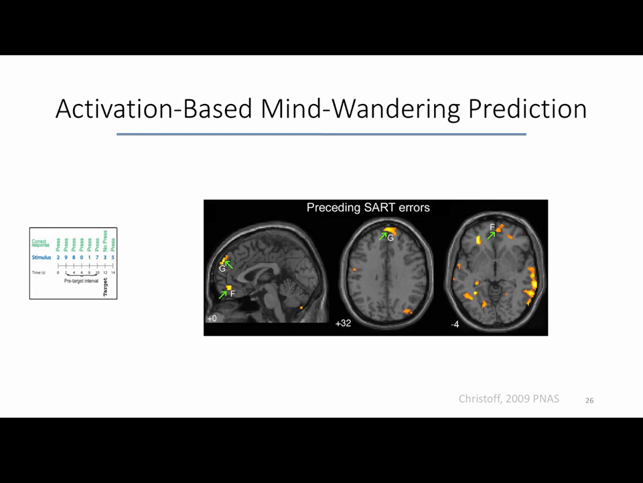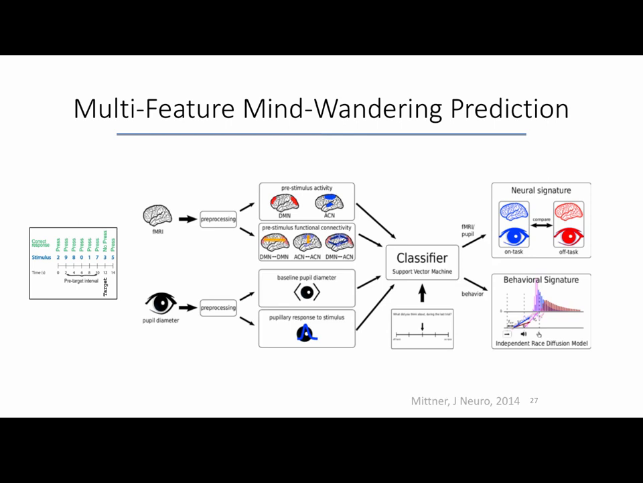And pretty early on, people found that there's different activation in the brain when you miss something, when you perform poorly, than when you're performing well. And they found this whole set of regions that have higher activation just before you make an error in the SART task than when you're performing well. And that's on average, but it led people to the idea maybe we can predict these in advance and maybe even intervene to help them perform better.